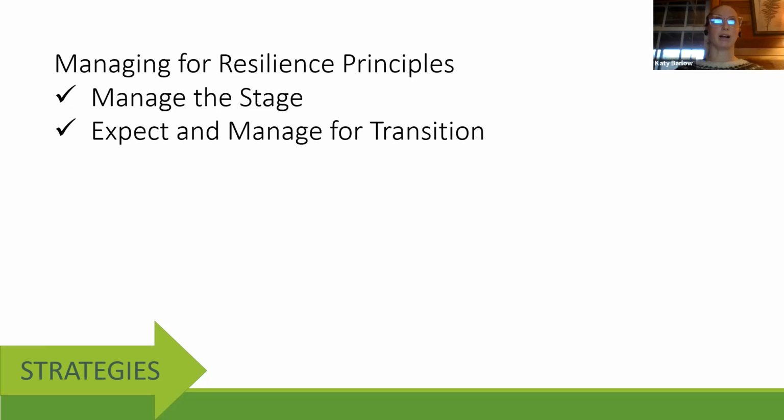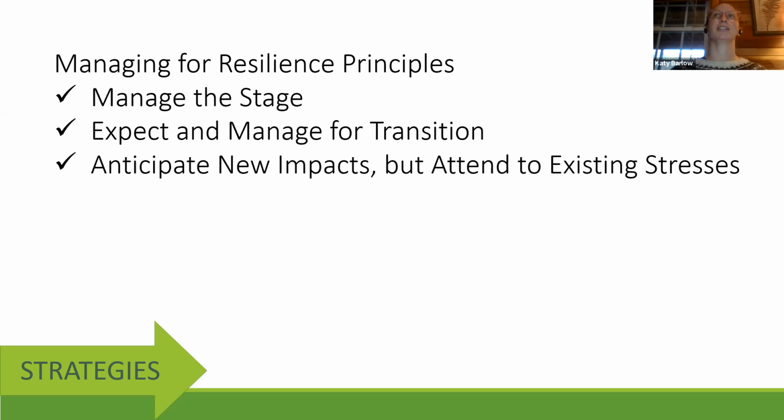You may want to think about how to expect and manage for transition. We know that things are already changing. Sometimes it can be difficult to let go of some of those components of an ecosystem that we love, or we can't imagine not having within the system to be able to provide the services that we need, but we need to start thinking about how we manage that transition. We want to think about anticipating the new impacts, but we also need to attend to the existing stressors.